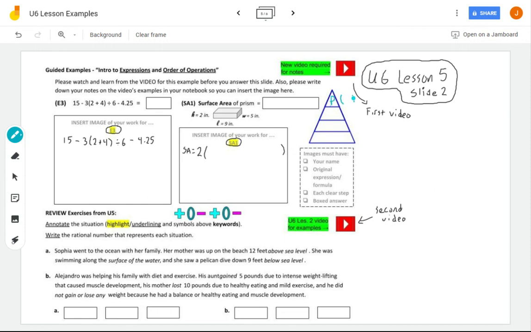Parentheses look like this, and if there's anything happening inside of those parentheses, addition, subtraction, multiplication, division, exponents, anything that's inside of the parentheses is the first thing that needs to happen, because the parentheses basically work as a magnifying glass for that section of the expression.